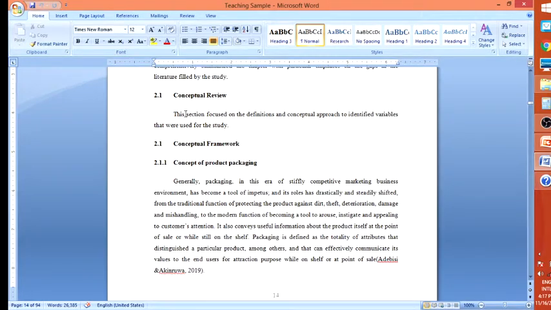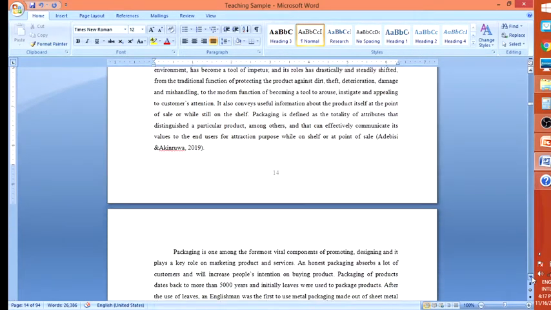Conceptual review. I said this section focuses on definition and conceptual approach to the identified variables that were used for this study. That was why I took us back to my topic and what the variables I used were. So we went ahead to say conceptual framework, the concept of product packaging, which was my first variable. Here we try to talk about what product packaging is all about.